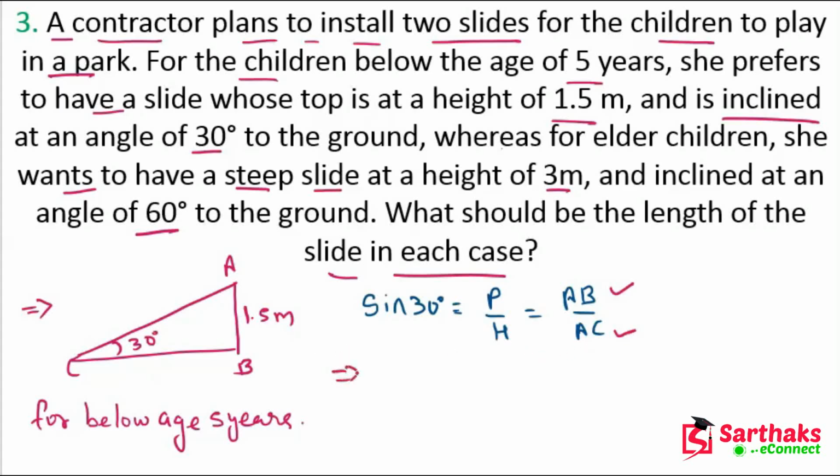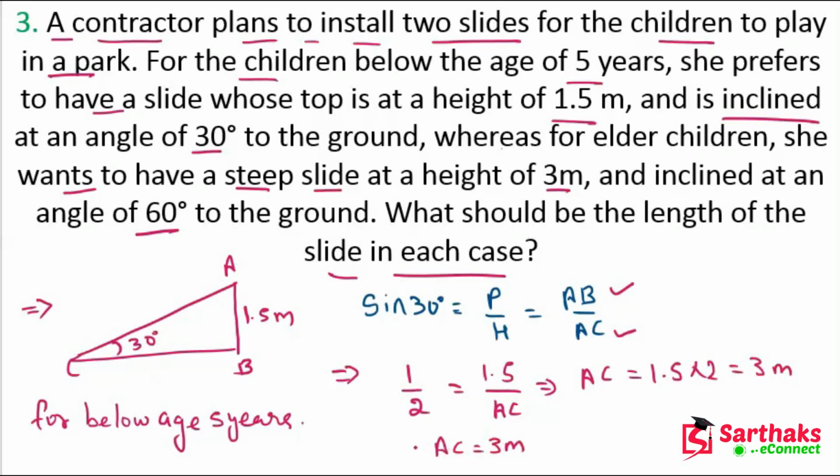Now we know the value of AB and we have to find AC. So what is the value of sine 30? This is 1 by 2. What is the value of AB? 1.5, and we have to find AC. So the AC will become 1.5 into 2, which is 3 meter. So the value of AC is 3 meter. This is our first answer.